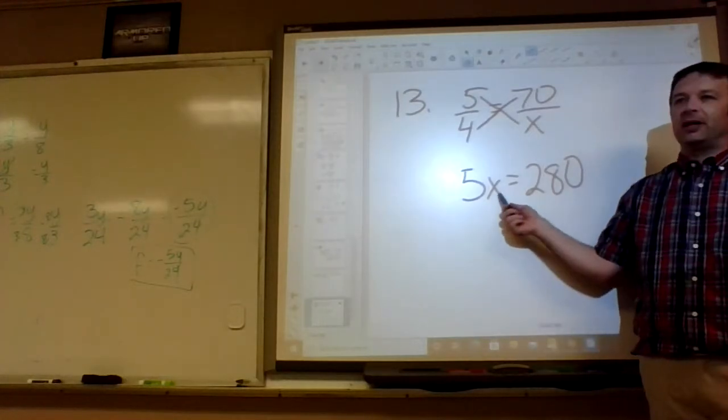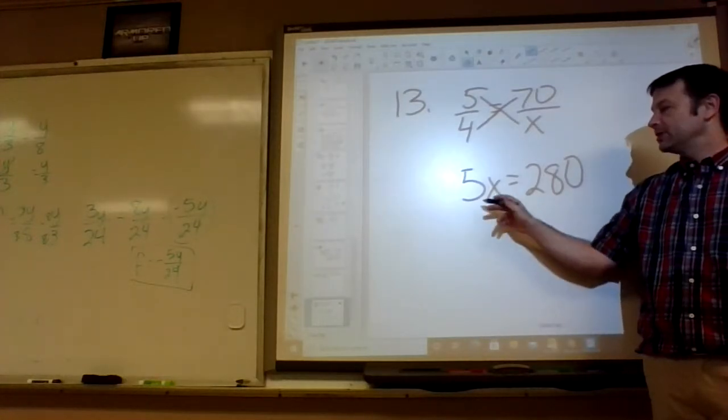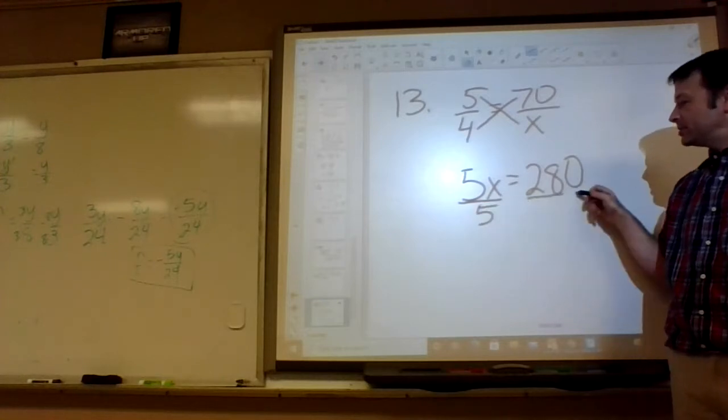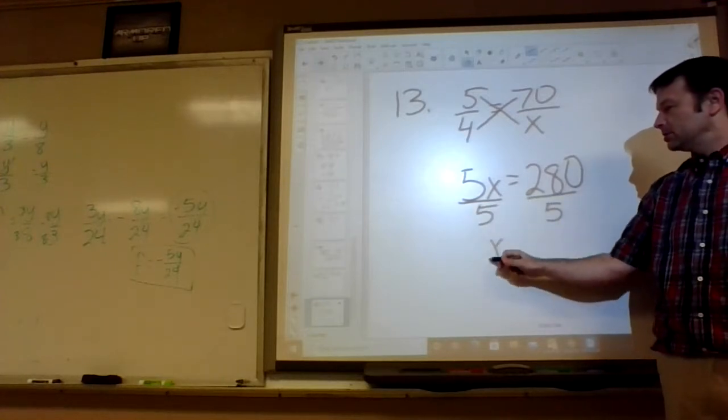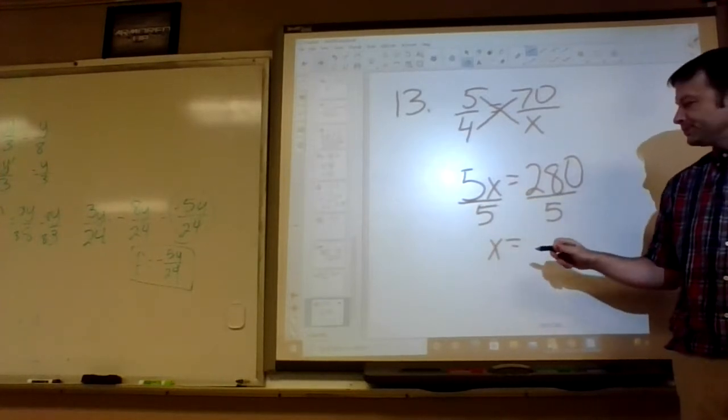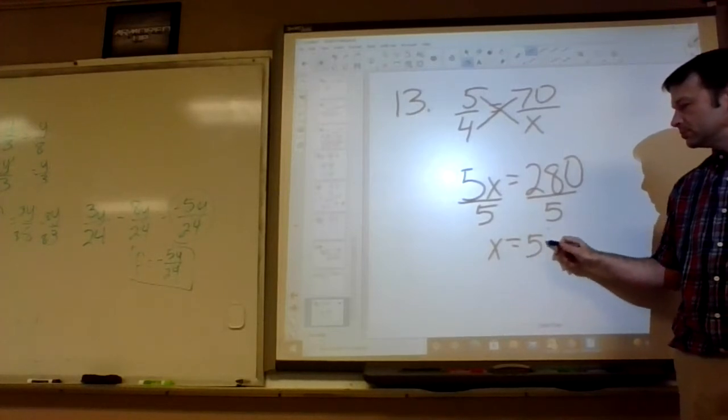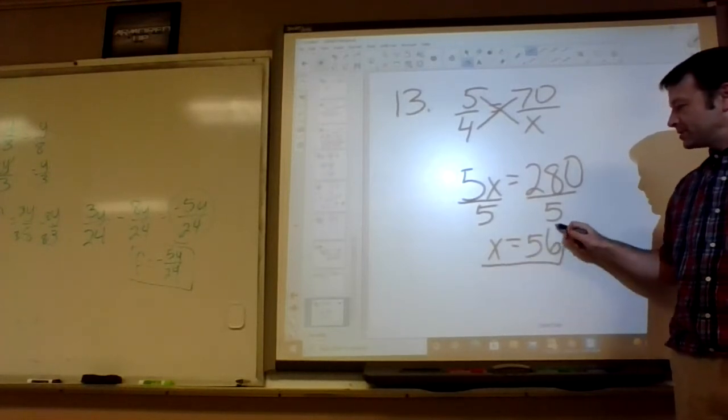And then we're back to the last chapter: how do I solve for x? You divide by 5. Now might be a good time for a calculator. 56, okay, and that's it.